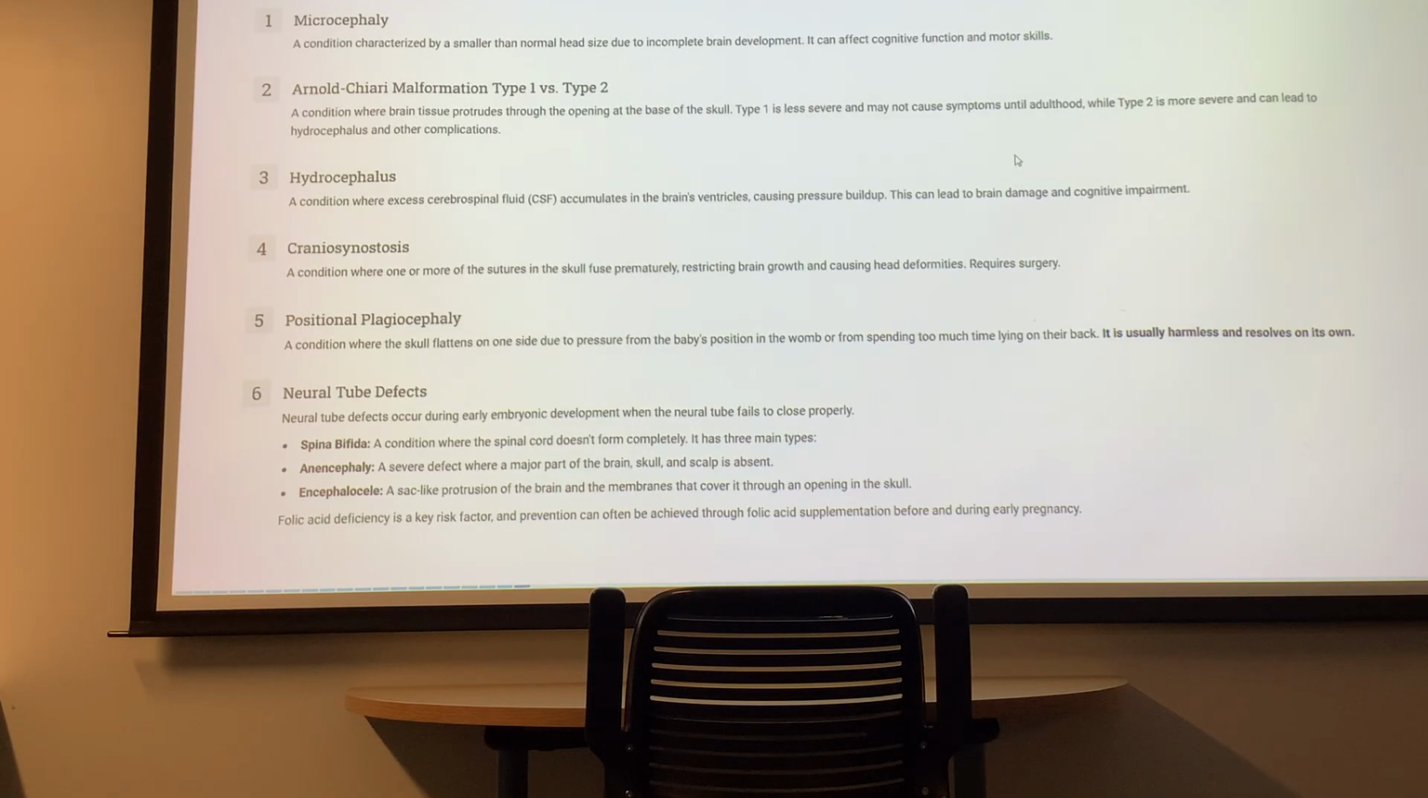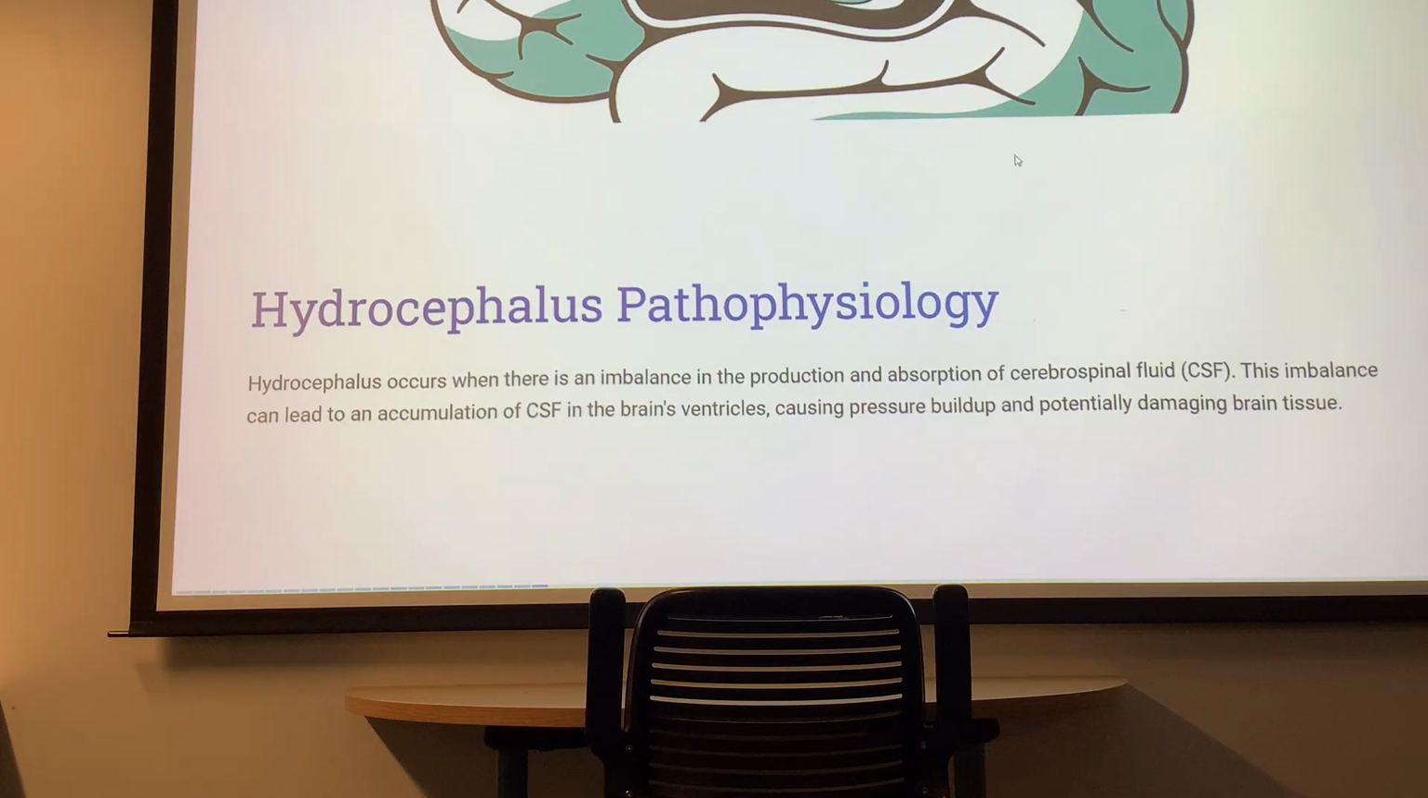And then our neural tube defects. This is gonna be our spina bifida, anencephaly, where the brain, the skull, and the scalp are all missing, right? They're not present. This is also not compatible with life. And all of those are a result of a lack of folic acid. Right. Okay. So we'll get into those.